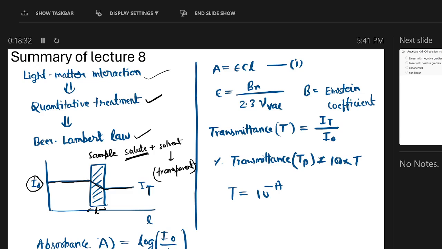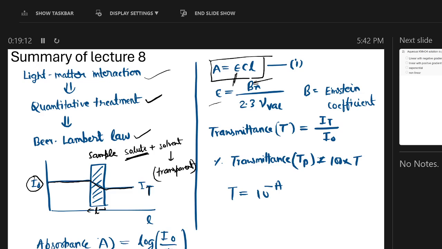And if we solve the equation, we get this absorption equation, A is epsilon C l, where epsilon is called the molar extinction coefficient, which is given by B n 2.3 vacuum, and this B is related to the Einstein coefficient. So you can see that the Einstein coefficient we saw in the first session directly relates to your transition from state 1 to state 2. So from this absorption experiment, we can calculate this Einstein coefficient.